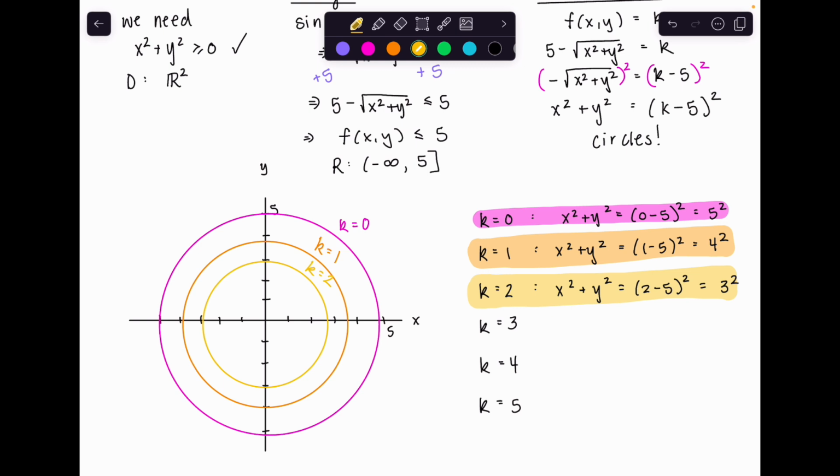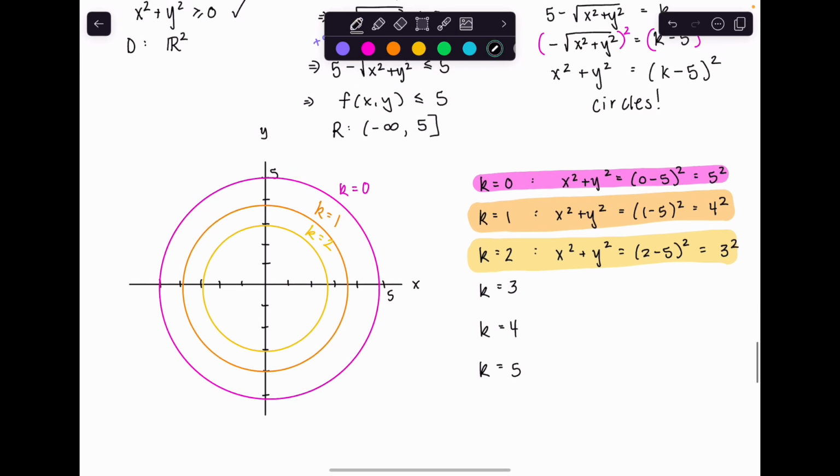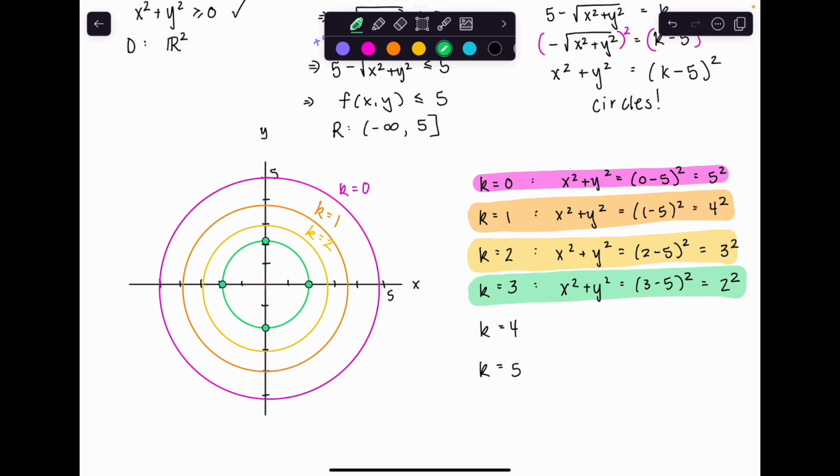Moving on to my next value of k. This would be x squared plus y squared is equal to 3 minus 5 squared, which is 2 squared. So now we've got a circle of radius 2, which will look roughly like this. Moving on to k equals 4. That's x squared plus y squared equals 4 minus 5 squared, which is 1. So we get a circle of radius 1.